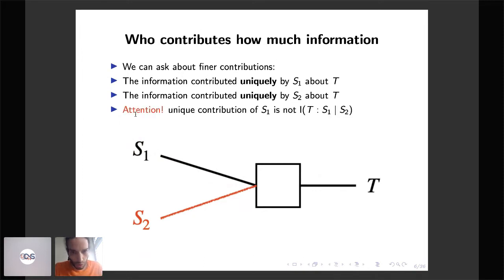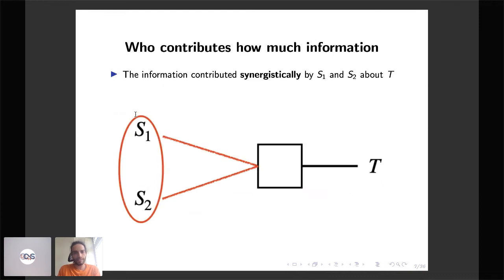But I want to assert this for people who know about conditional mutual information. The unique information is different from conditional mutual information. Conditional mutual information tells us what information S1 has about T when we have already observed S2. So obviously unique information is part of this information. But in this case, S1 can also collaborate with S2 and have more information, something which we call a synergistic effect. And this is a different type of information which we can have.